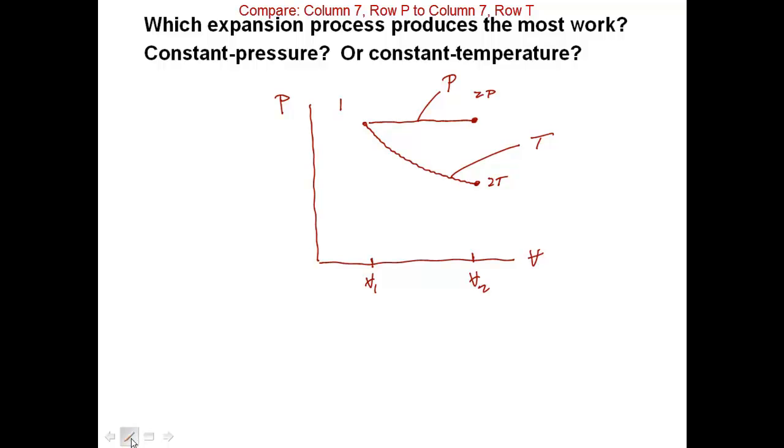And if we look at the work associated with these 2 processes, let's look at the work associated with the constant temperature process, the area under this curve. And we can see that that yellow area is less than the area under the constant pressure curve by this blue amount. So the difference in the 2 works is associated with the blue area. So clearly we see that the constant pressure process delivered the most work for this particular set of circumstances.